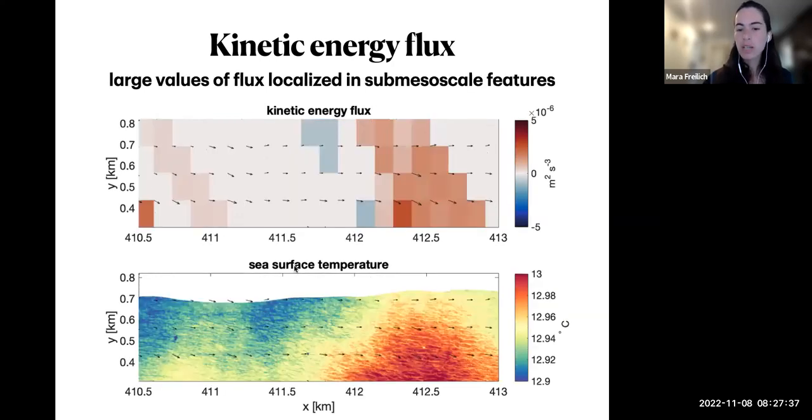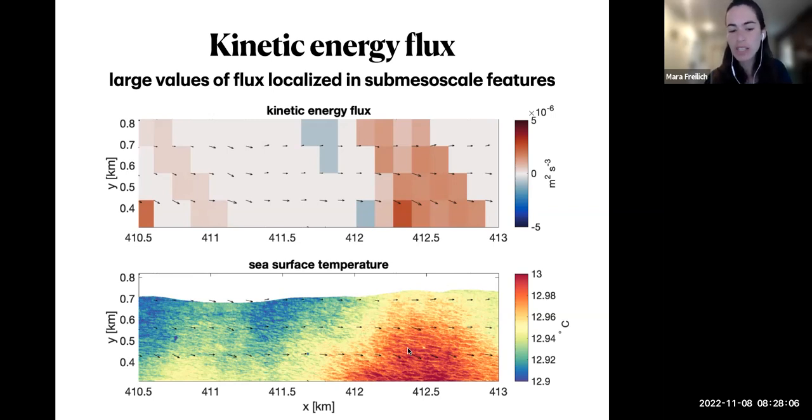And so while we expect this forward cascade at fronts, I just want to point out there are a lot of other submesoscale features in these observations. And we also see these large values of forward cascade localized in these other sorts of submesoscale features. And looking at the IR temperature, this is a submesoscale feature that has a temperature jump of 0.1 degrees, which is noticeable, but much less dramatic than the front.